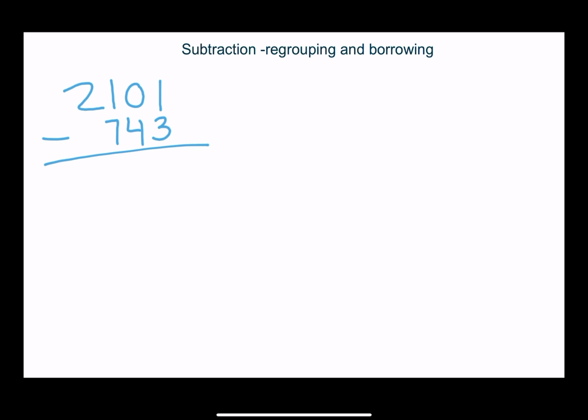So the first thing we're going to do is take a look at the ones place. 1 minus 3. I can't do 1 minus 3 because 1 is smaller than 3. So I need to borrow. But when I go next door to the tens place, he has nothing I can borrow. So I'm going to go next door again.